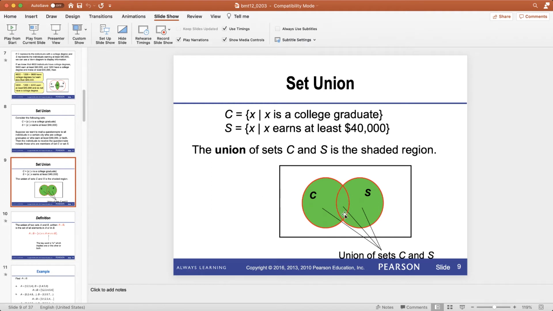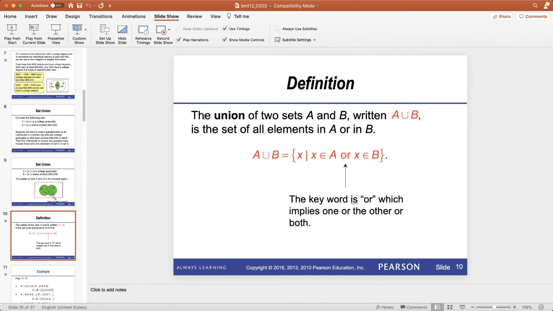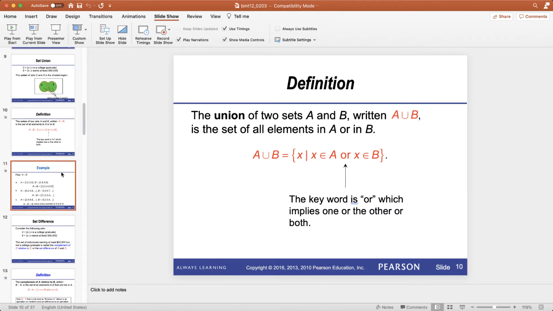You're still going to have that overlap where they're both in C and S, but union is kind of like the OR. So the union of two sets A and B is written A, and then the horseshoe upside down, with the opening up, more like a U for union. A union B is the set of all elements in A or in B. So we're putting everything together, right? We're combining in this case.